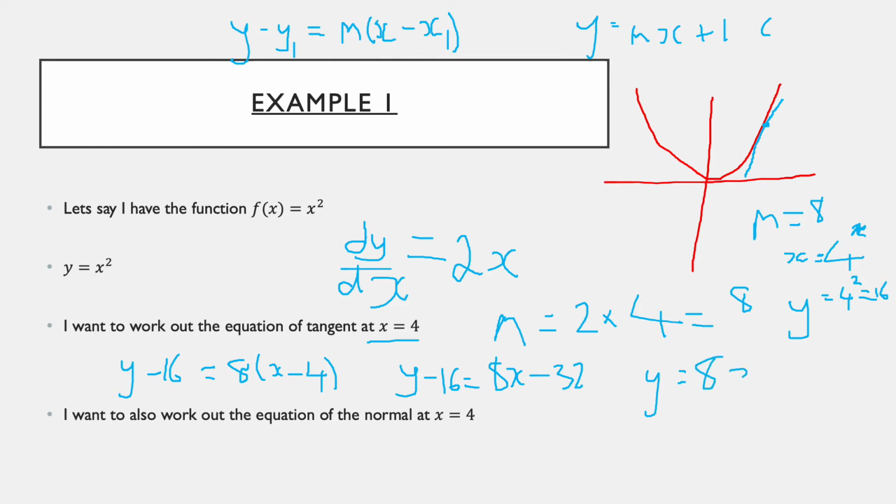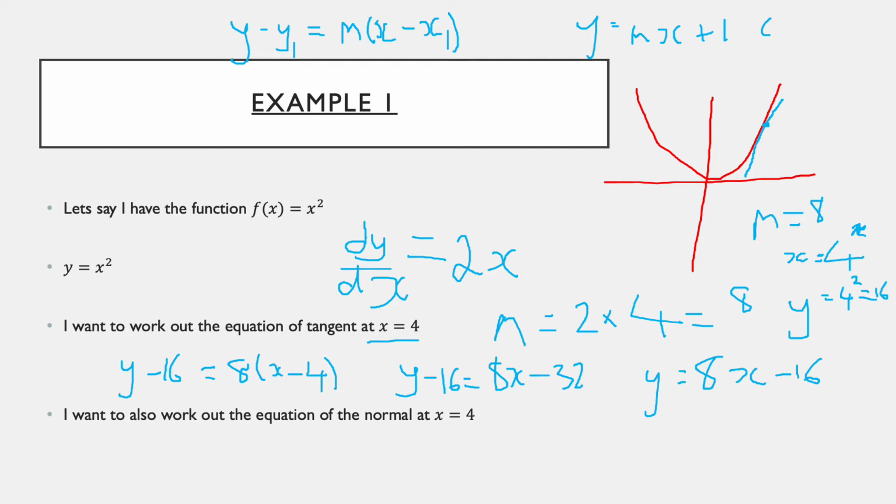So rearranging this, I'm going to get 8x minus 16. Okay, so that's my equation of the tangent at the point x equals 4. So differentiating the function, substitute the x coordinate into the function to work out your gradient at that point, and then work out your y coordinate by subbing it in.